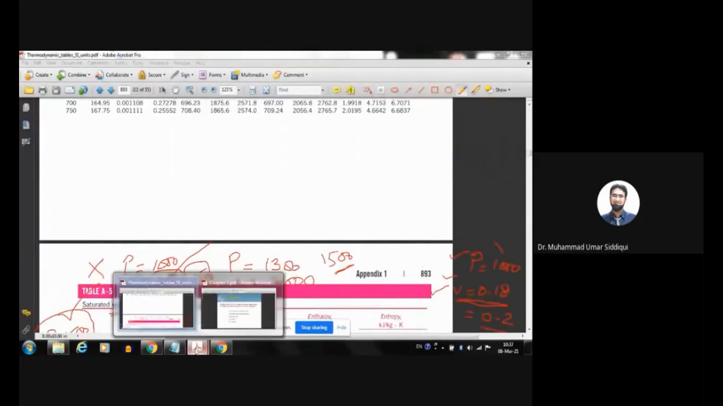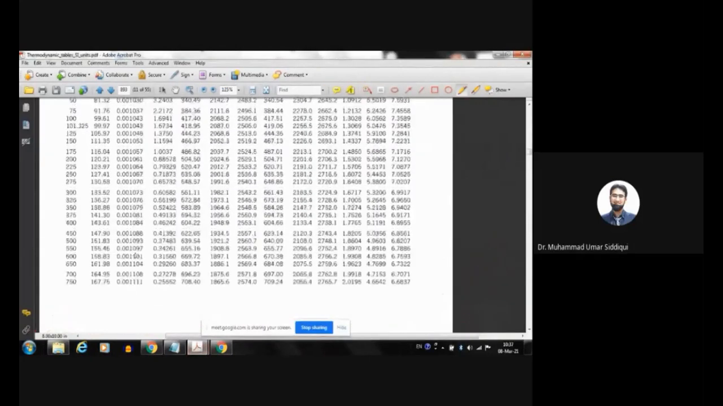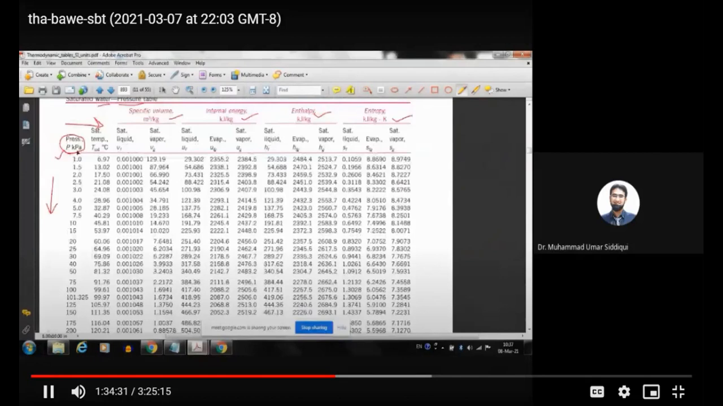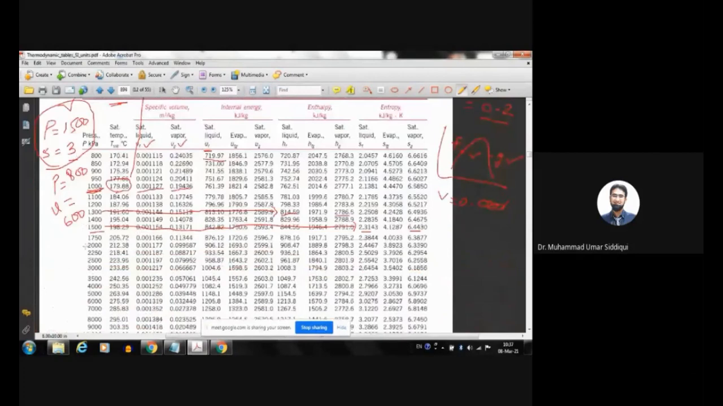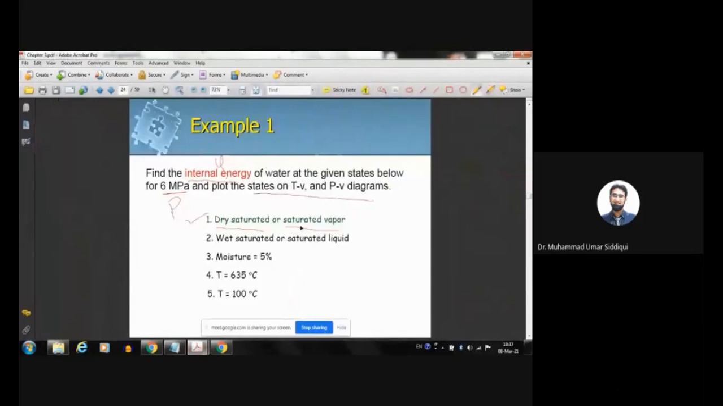What was the pressure? 6 megapascal, which means 6,000 kilopascal. We have pressures in kilopascals, so we go to 6,000 kilopascal. Where is 6,000? Here it is. At 6,000 kilopascal, we need to find the internal energy U for dry saturated vapor. Dry saturated or saturated vapor means we need to find UG.